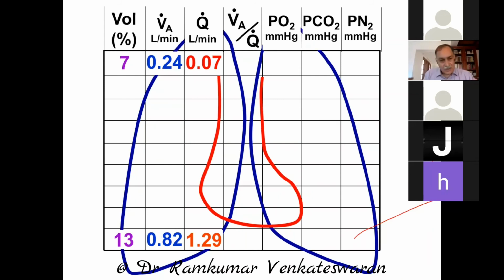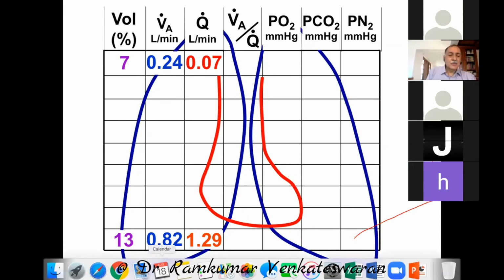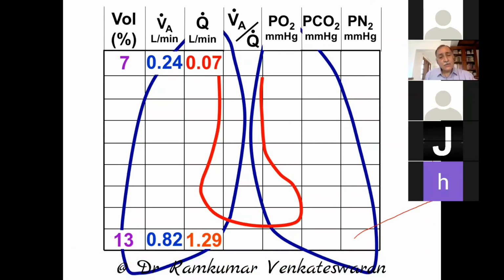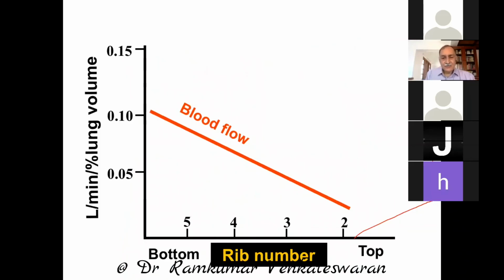So if you look at this, 0.034 on top, or I'll make it even simpler, 0.03 liters per minute per percent lung volume, and 0.06 liters per minute per percent lung volume at the bottom. Just look at the numbers now, 0.03 on top and 0.06 at the bottom. We have come to the conclusion that ventilation also is much more at the bottom of the lung, but not in the same proportion as we saw for blood flow. While blood flow increased by a factor of 1:10, the ventilation is increasing by a factor of 1:2 in terms of absolute values.